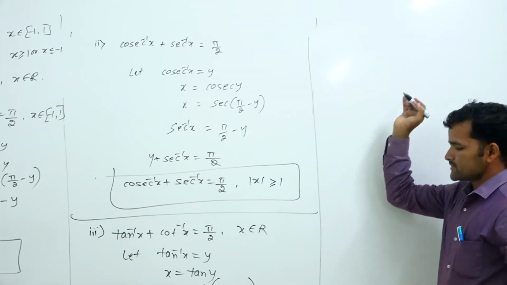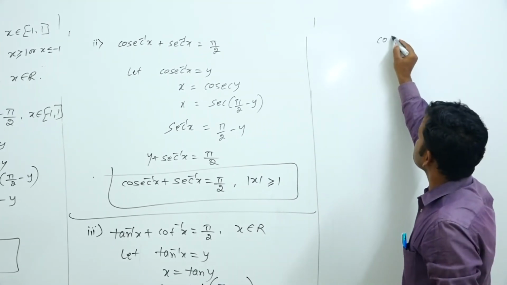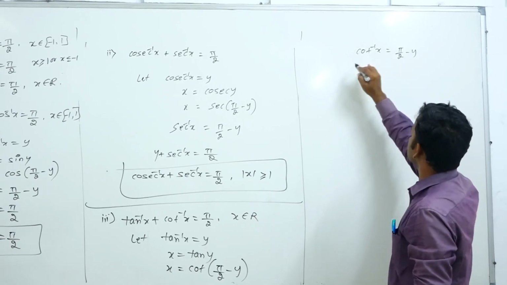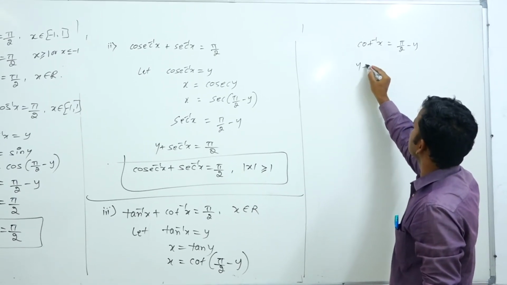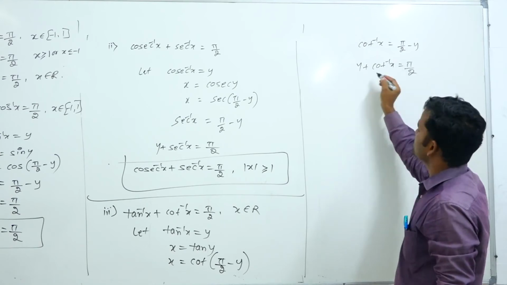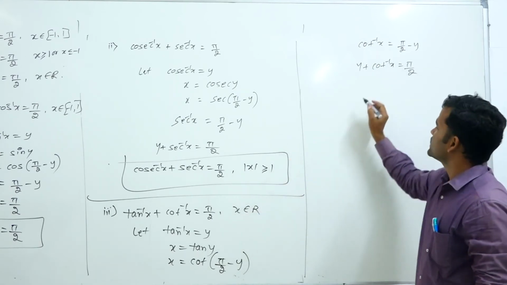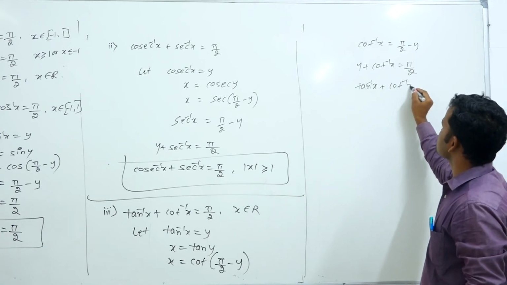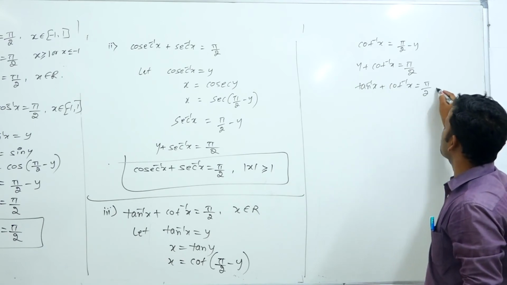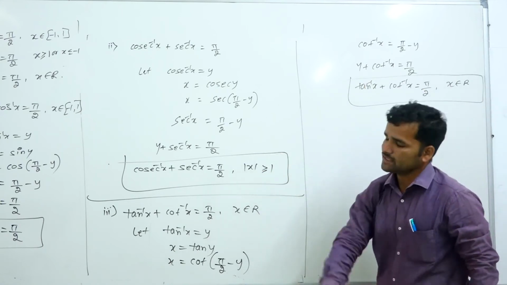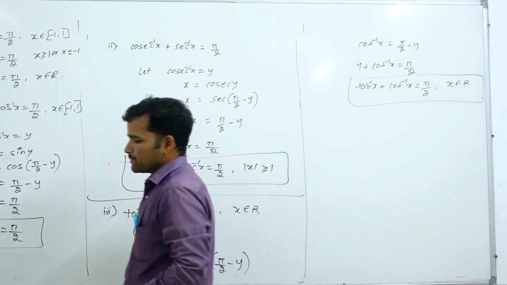Cot of pi by 2 minus y is there. We can write cot inverse of x is equal to pi by 2 minus y. Taking y to the left hand side, y plus cot inverse of x is equal to pi by 2. Y means here we have tan inverse of x. So tan inverse of x plus cot inverse of x is equal to pi by 2 for all real numbers. This is the third property.